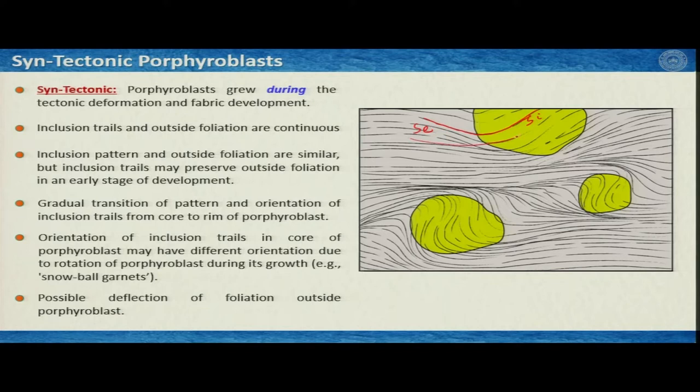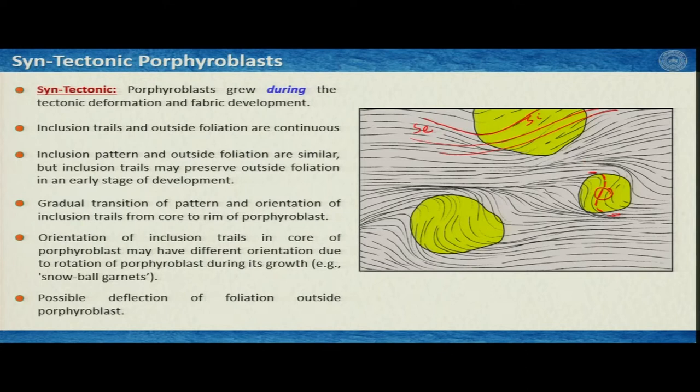There is a gradual transition of pattern and orientation of inclusion trails from core to rim of porphyroblasts. So, for example, you can see here that the fabric is oriented like this, then like this, then like this, and then like this, and here as well. So, there is a gradual transition from the core to the rim and then to the matrix. So, this transition also indicates that this is a syntectonic porphyroblast.